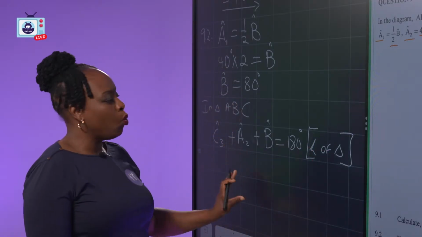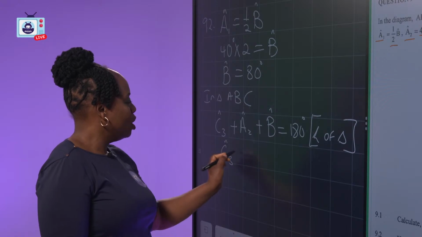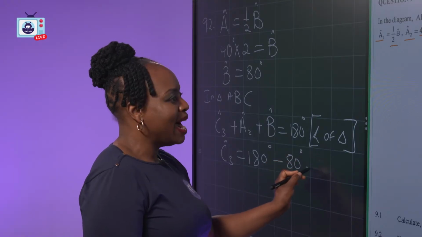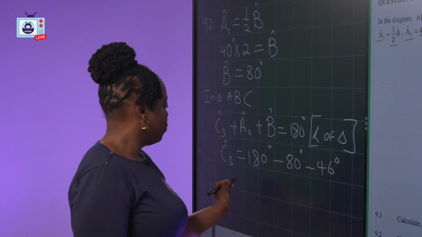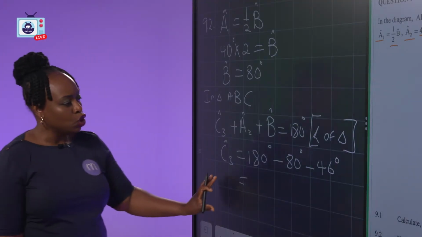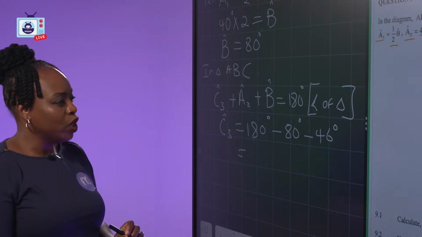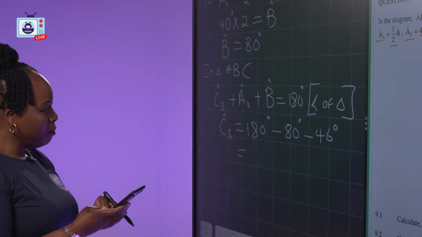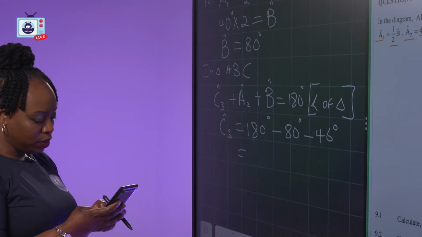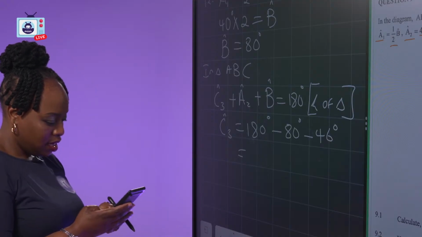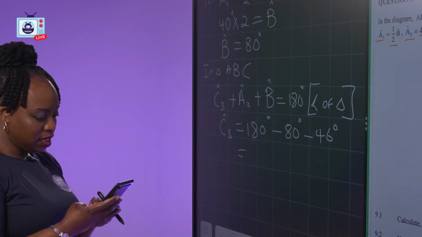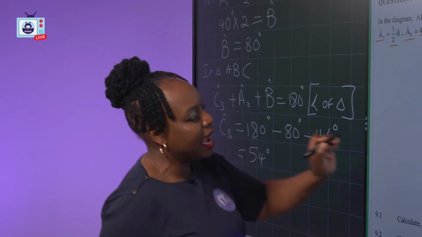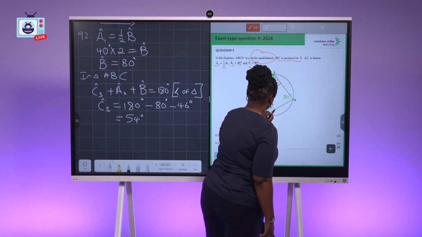Then, because we know what we have, that means that C3 will be equal to 180 minus 80 minus 46. If you subtract those, you should be able to get to the answer. Let me quickly check. That is 180 minus 80 minus 46. That should give us 54. So that means I have my C3 as 54.